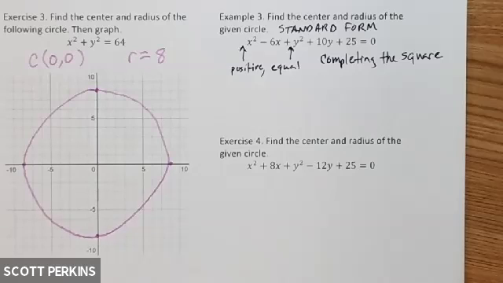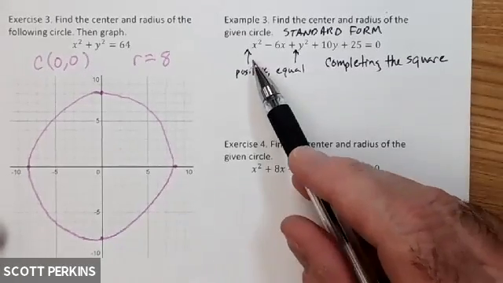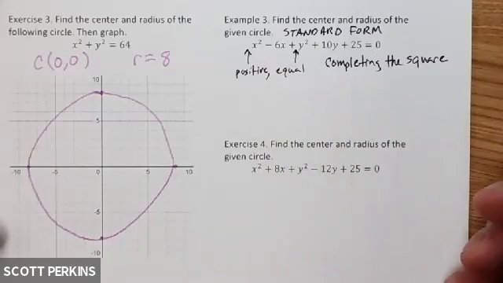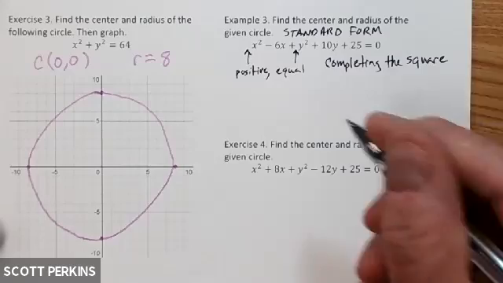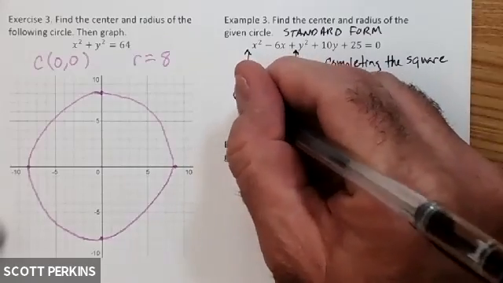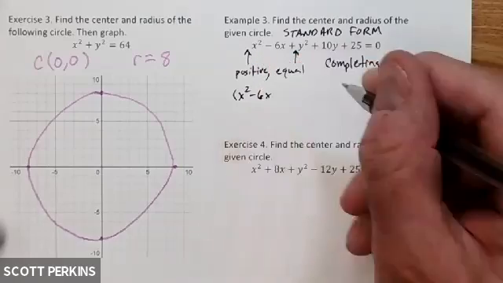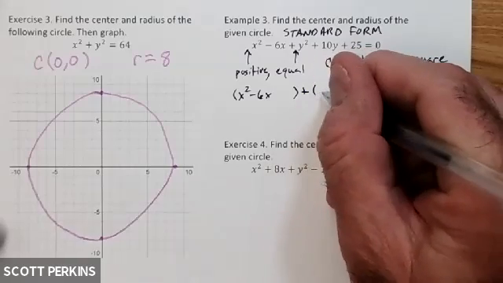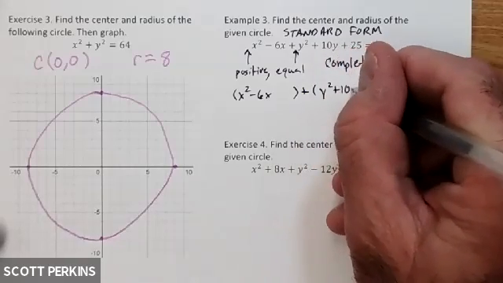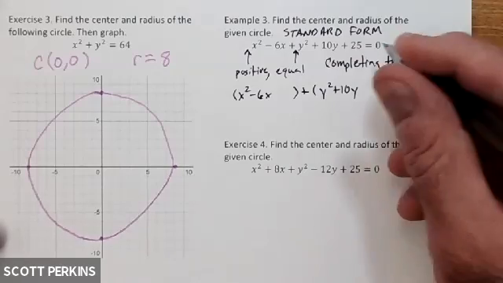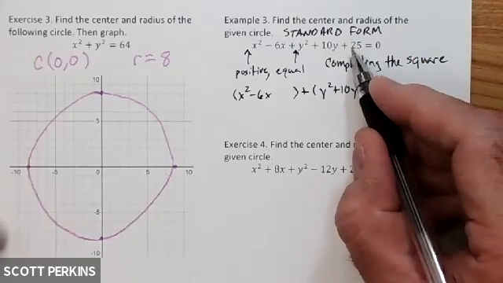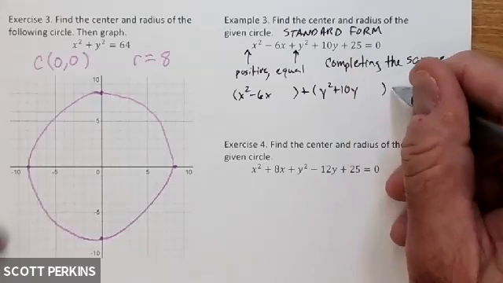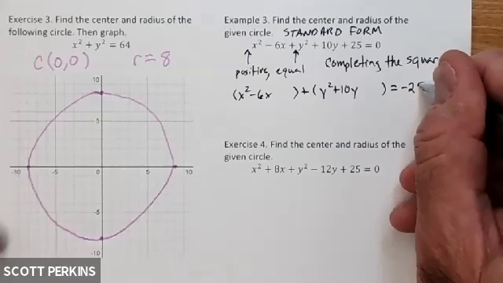It's the only difference in the process. So here you go. Same process we employed before. First thing I'm going to do is group my x's and group my y's. I'm going to put the x squared minus 6x in this parentheses, leave a little space, plus y squared plus 10y, leave a little space. And then that 25, that number, I'm going to put on the other side. So I've got equals negative 25.